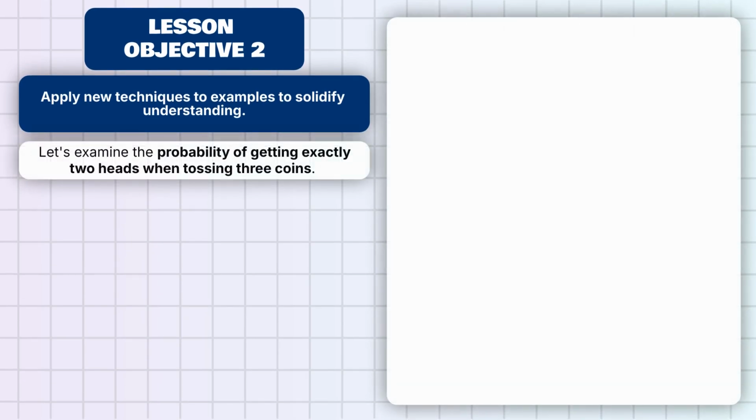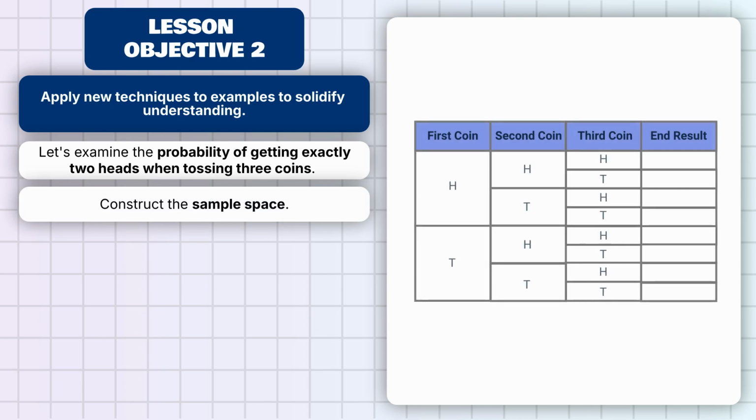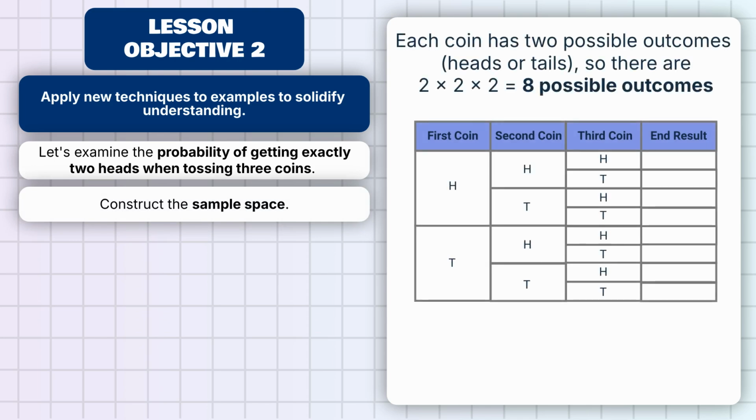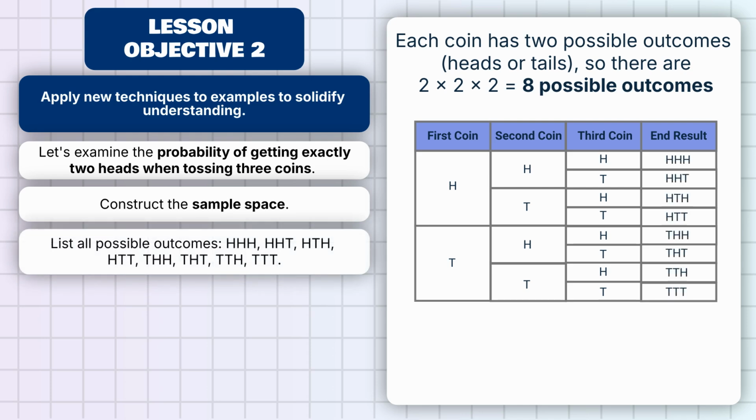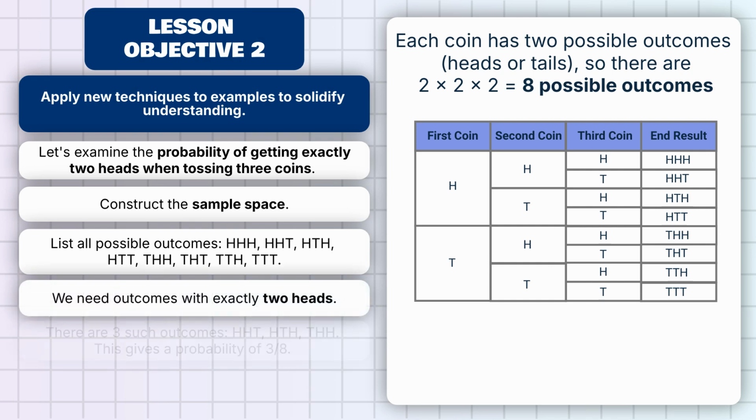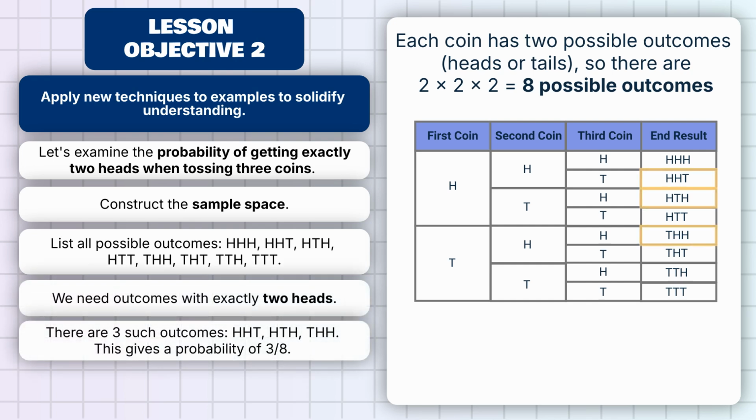Finally, let's examine the probability of getting exactly 2 heads when tossing 3 coins. Again, we construct the sample space. Each coin has 2 possible outcomes, heads or tails, so there are 8 possible outcomes. List all possible outcomes in the sample space. We need outcomes with exactly 2 heads. There are 3 such outcomes: HHT, HTH, THH. This gives a probability of 3 out of 8. Now it's your turn to practice these techniques with more problems.